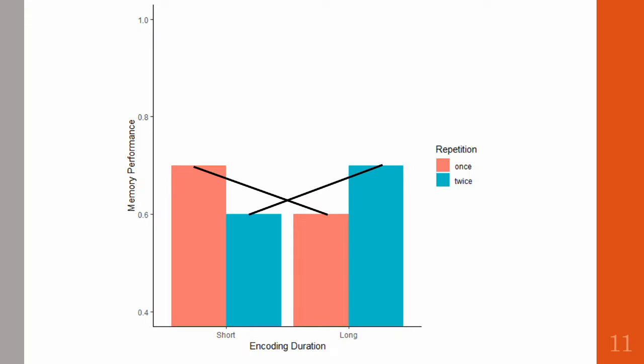This graph shows what we call a crossover interaction. So if we draw the lines, we do see that they cross each other, but the difference between the two sets of bars appears to be the same. So what makes this a crossover interaction is that on the left side, the pink bar is higher, whereas on the right side, the blue bar is higher. So the levels of the factor do differ, but the direction of them is totally opposite across the other factor.